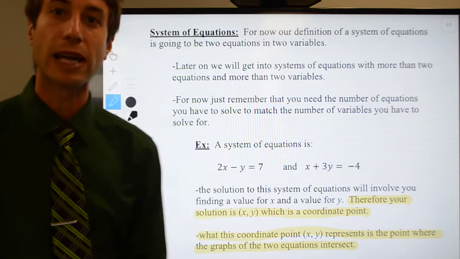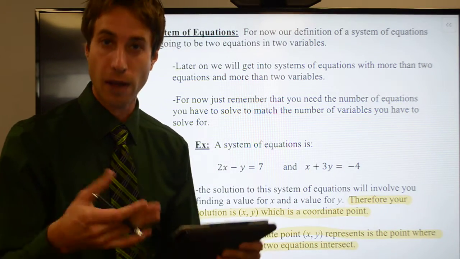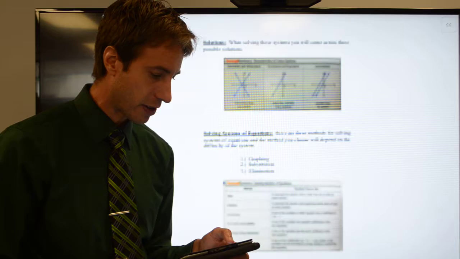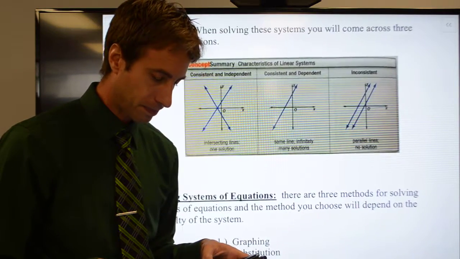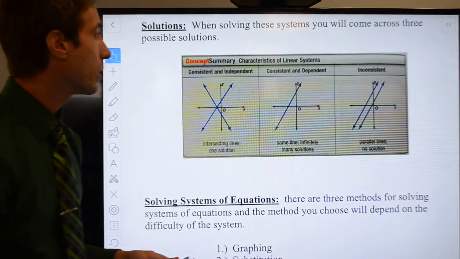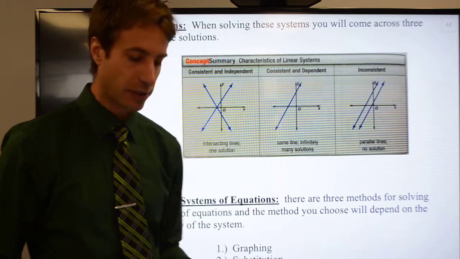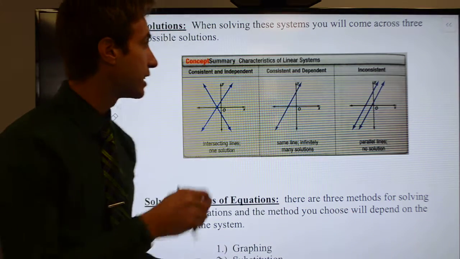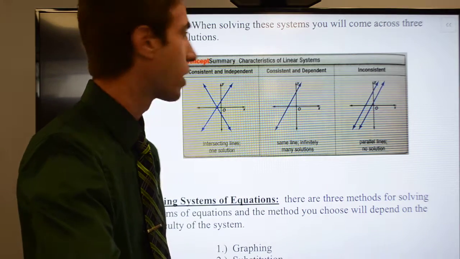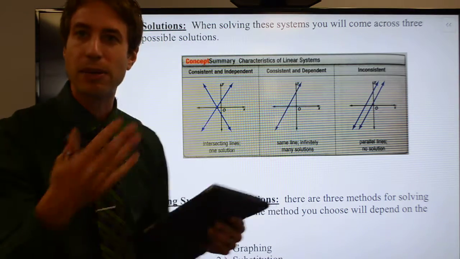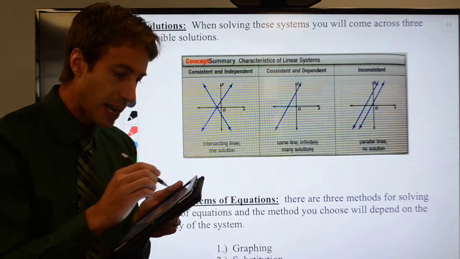So let's take a look at what the possible solutions are for these systems of equations. Let's jump over here to the next page. Let me make this a little bit bigger so you can see it. All right, here's what we've got. You actually have three possibilities when it comes to finding the solution to a system of equations, and we're going to take a look at each one of these. The first one is the one that you would expect. This is where you find a single solution.